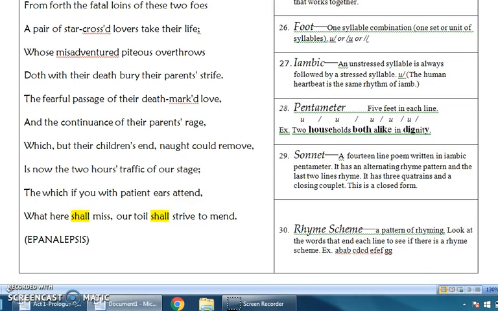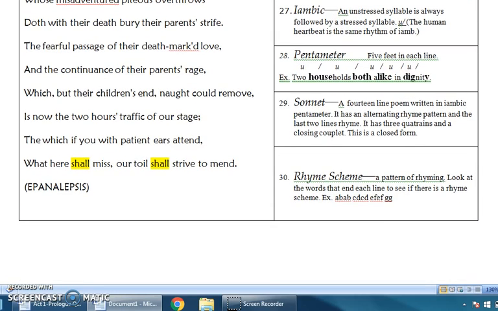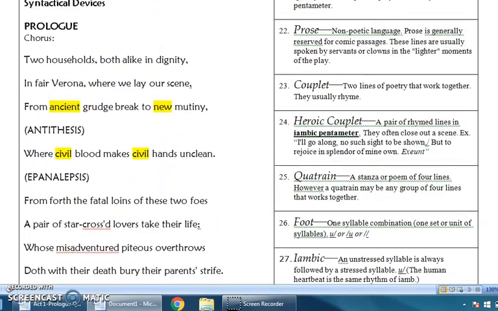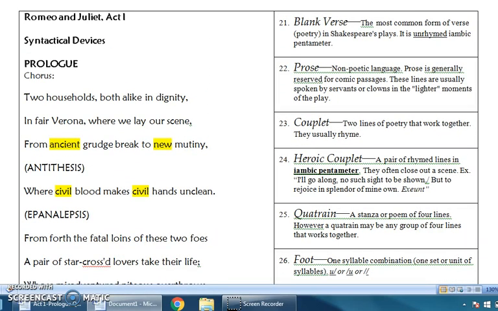Okay, so I hope this helps you use this as an example to go through, to refer to as you go through your own passages and you do your annotation as you read the play. Okay, and also keep referring back to your literary term sheets and your syntactical devices.